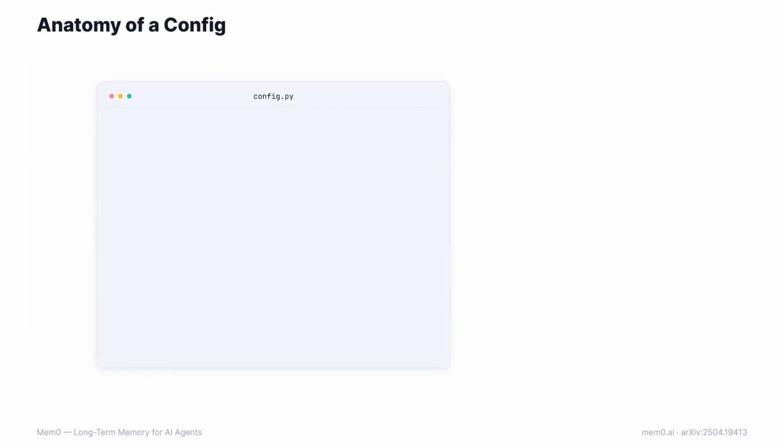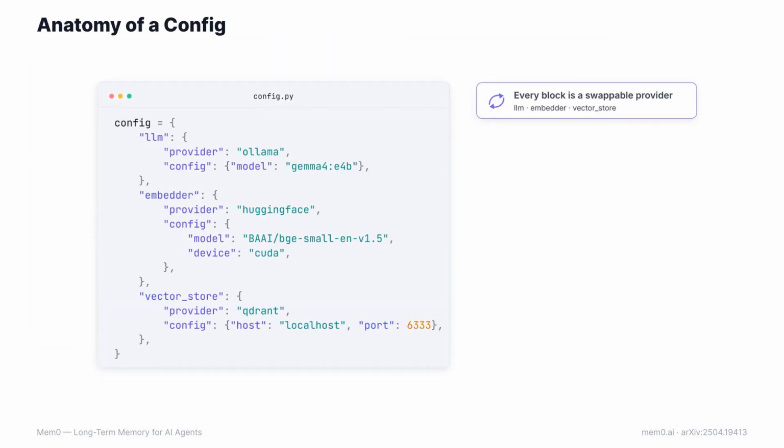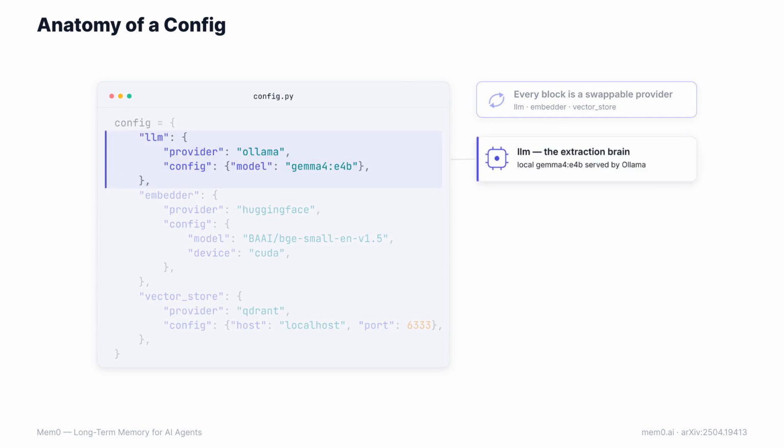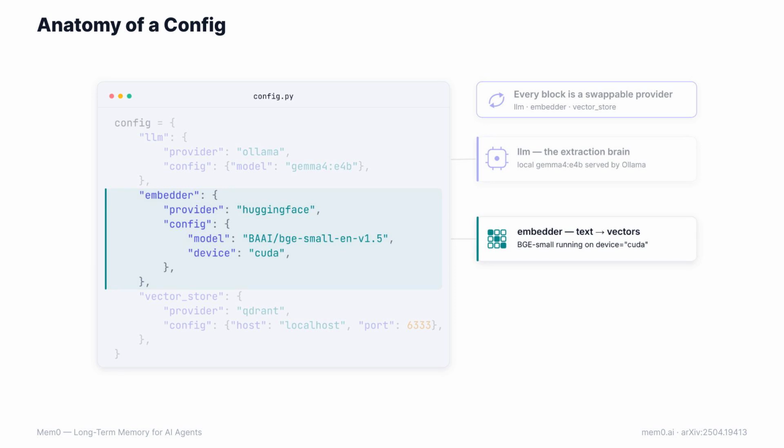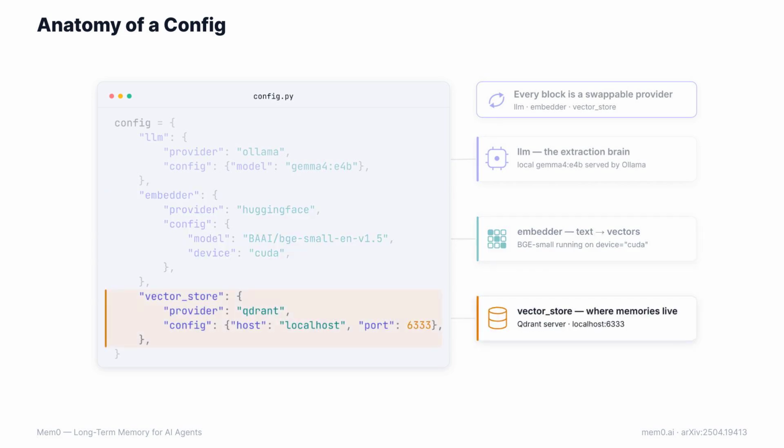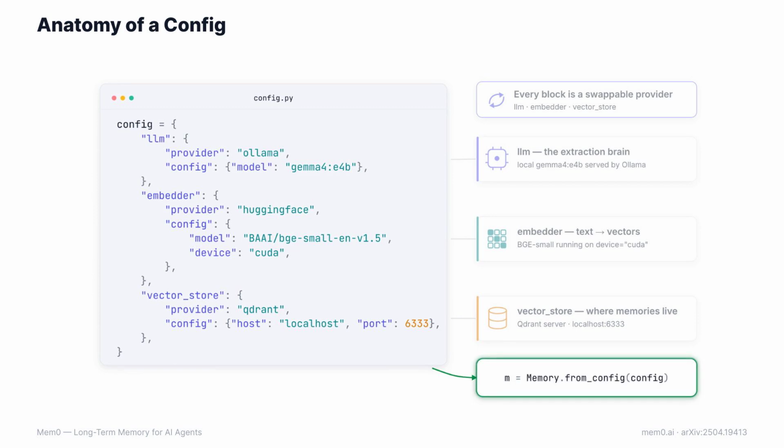Everything in Mem0 is a provider you can swap. A config dictionary has 3 main blocks. The LLM block decides who extracts and consolidates facts. Here, a local Gemma model served by Ollama. The embedder block turns text into vectors. Here, a small BGE model running on CUDA. And the vector store block says where memories live. Here, a Qdrant server on localhost. Pass the dictionary to memory.fromConfig, and the pipeline is wired.